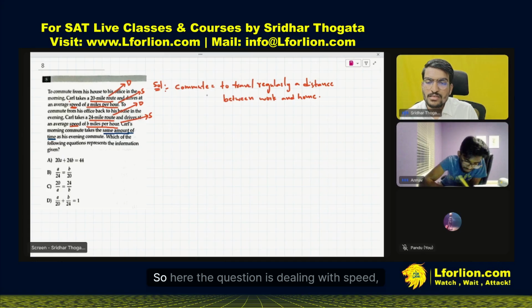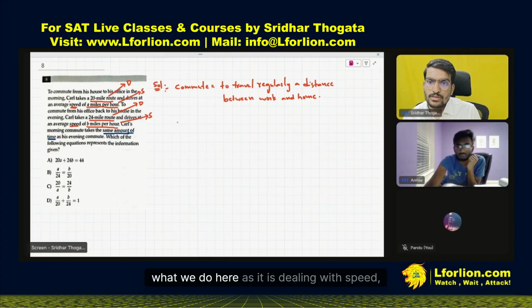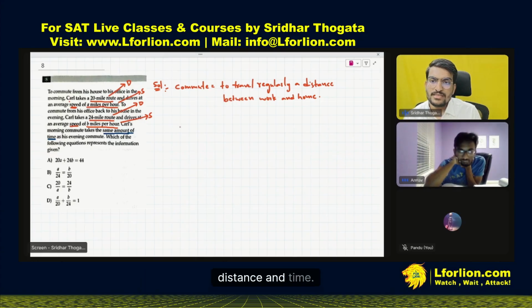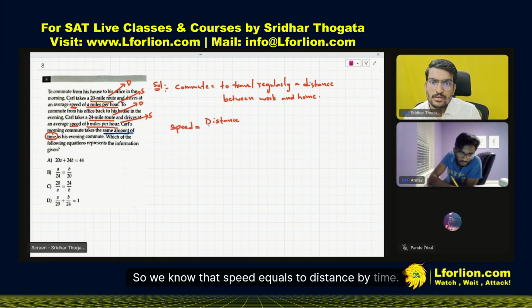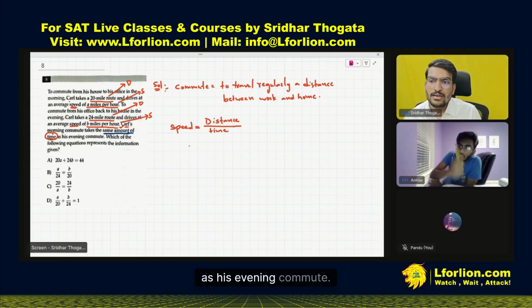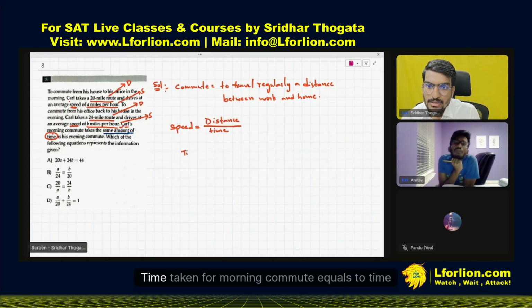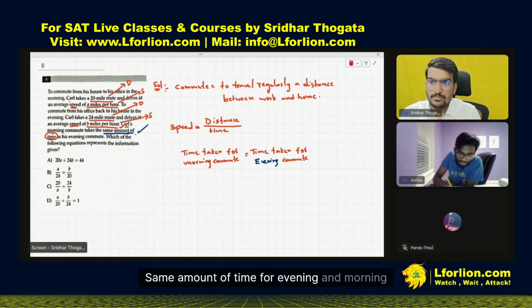It's so easy. Here the question is dealing with speed, distance and time. So as it is dealing with speed, distance and time, we know that speed equals distance by time. But the question gives information that Carl's morning commute takes the same amount of time as his evening commute. So what does it mean? Time taken for morning commute equals time taken for evening commute. This is what they said here: same amount of time for evening and morning commute.